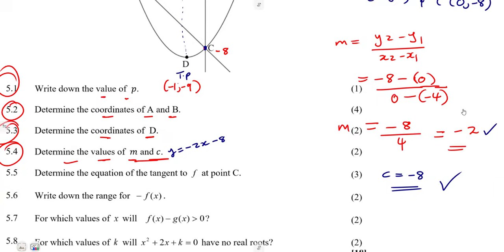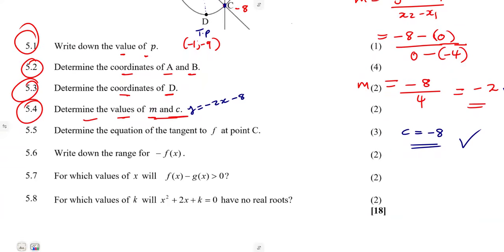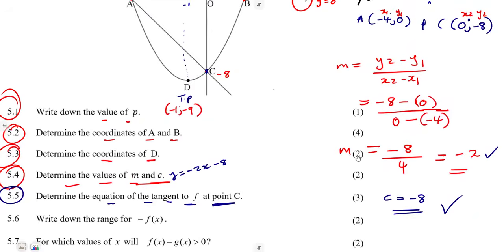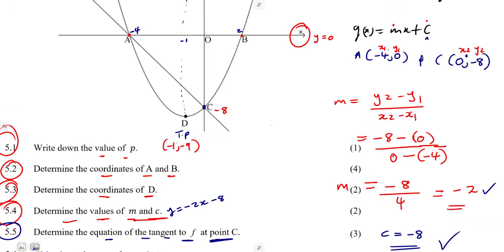Then in this case, we are given 5.5: determine the equation of the tangent to f at point C. The tangent to f at point C.